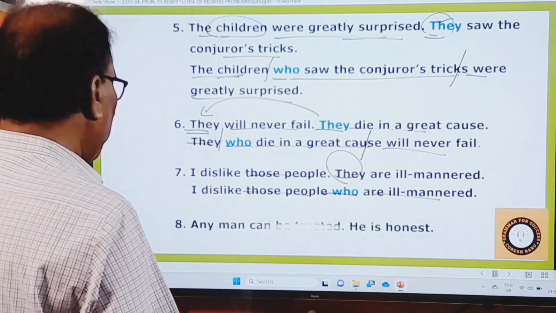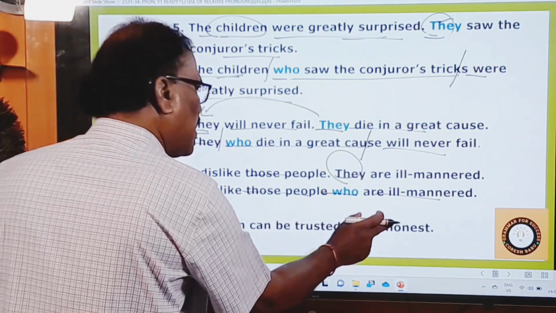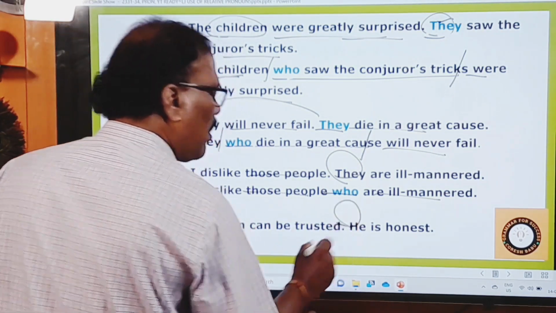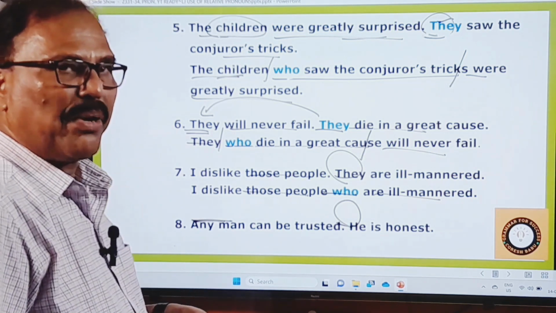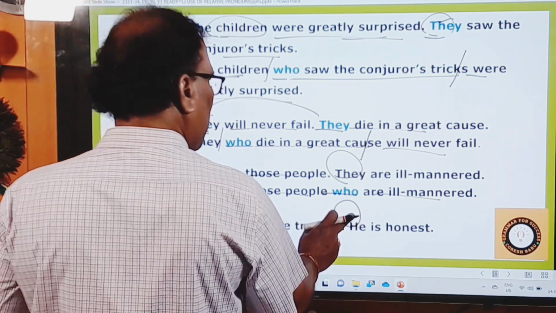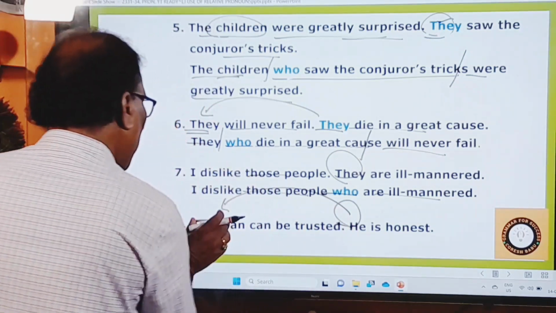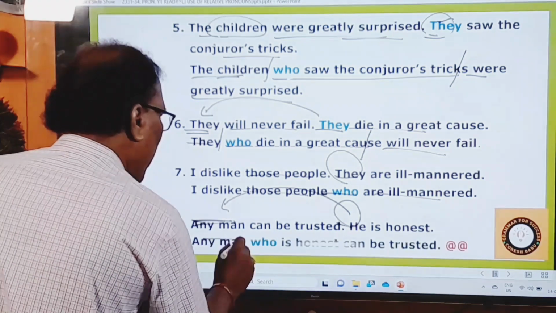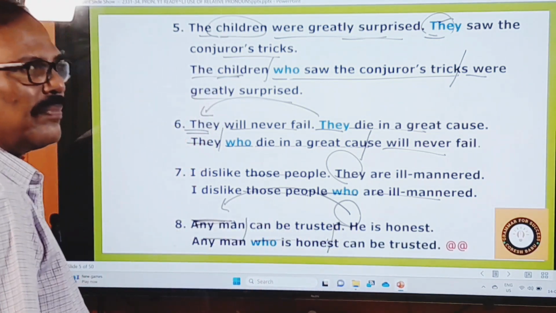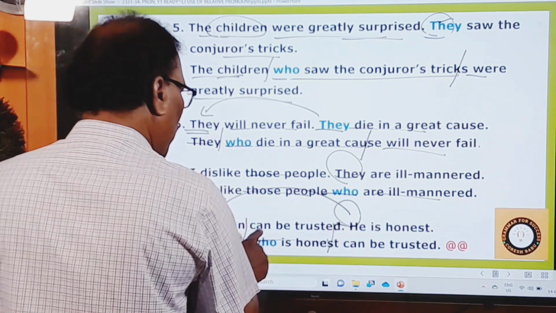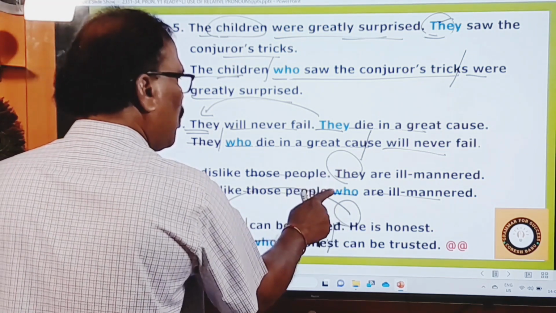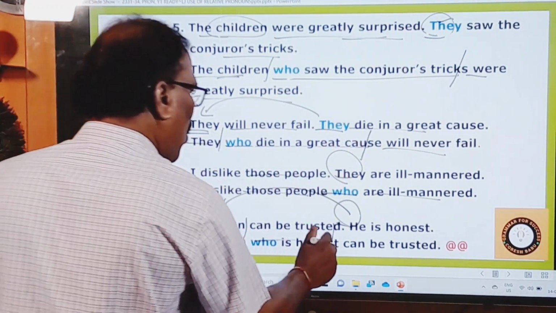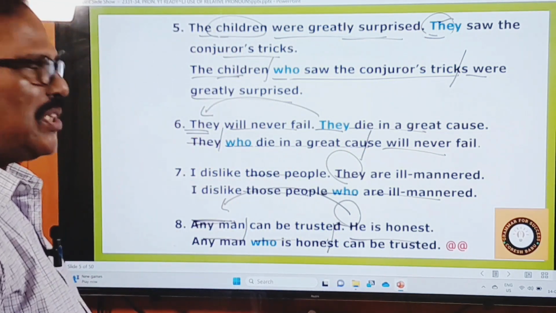And one more example, any man can be trusted, he is honest. So here any man, you are talking about this any man, and in the second sentence you are referring to him by the pronoun he. Okay, he is in the subjective case. You are referring to this man. Therefore, immediately after this man, you have to use the right sentence. How? Here you see, any man who is honest. Instead of he, you are using who. Instead of they, you are using who. Yes, any man who is honest can be trusted. It is like that, right?